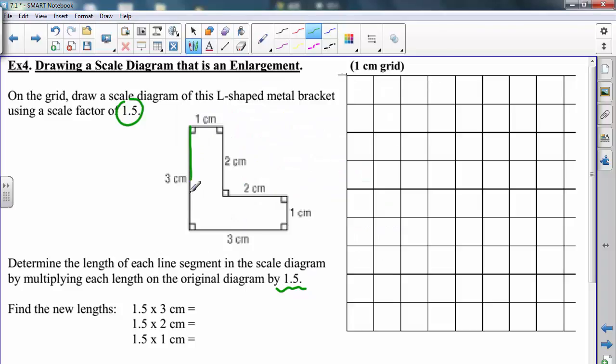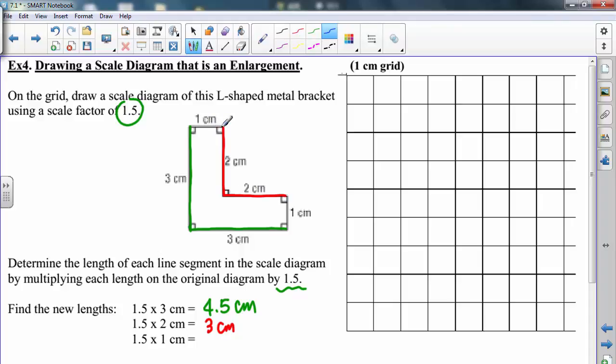1.5 times this 3. This 3 is enlarged by 1.5, so the new length for this vertical segment will be 4.5 centimeters. And this one is also 3 centimeters. The new dimension of this horizontal segment will be 4.5 centimeters as well. 1.5 times 2, which is the side length here. This one will be enlarged by 1.5, so the new dimension will be 3 centimeters. This one will produce a new dimension of 3 centimeters as well.